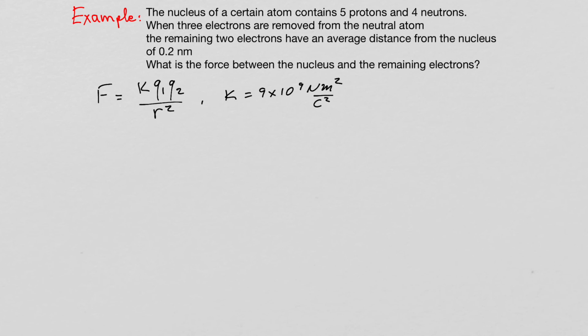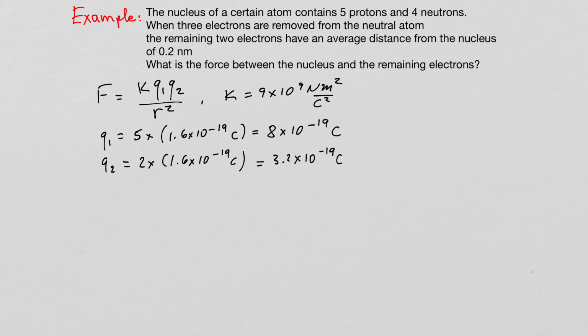To find the answer to this question, again, we need to use the definition of electric force. Again, this is the product of the electric constant, the charge of the protons times the charge of the electrons, divided by the distance between the electrons and the protons. The electric constant has a value of 9 times 10 to the 9th newton meter squared per coulomb squared. And now we need to find the amount of charge for the 5 protons and the 2 electrons. The charge of the 5 protons will be simply 5 times the charge of a single proton.